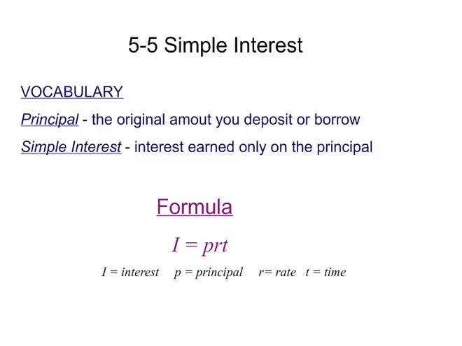The formula you need to know for this section is I equals PRT. I equals the interest, P equals the principal, R equals the rate, and T equals the time. Please pause the video, write down the vocabulary and the formula, and then we'll move on.